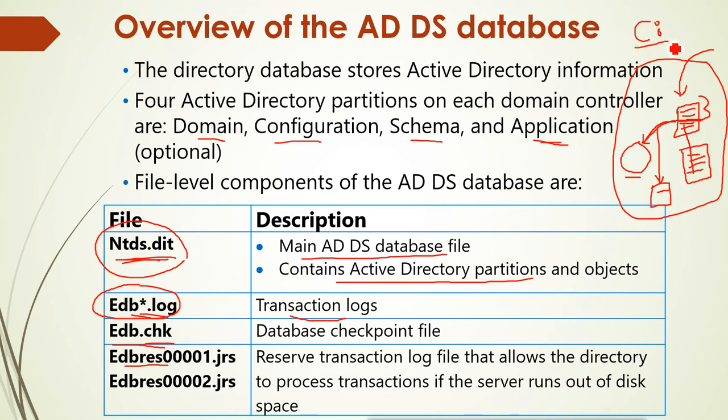Now, what happens if our C drive is out of disk space, if it is full, but we are still writing information in Active Directory? The changes are going on, and they need to be updated into the Active Directory database, but there is no space in the C drive to create a log file or add into the Active Directory database. Then these reserve files come into play.